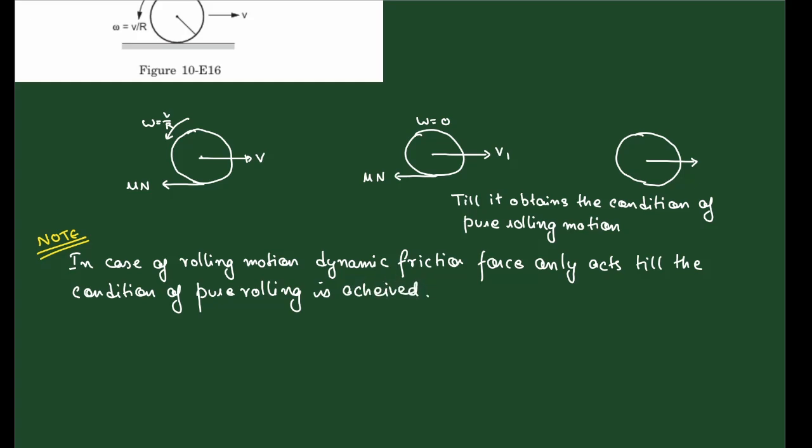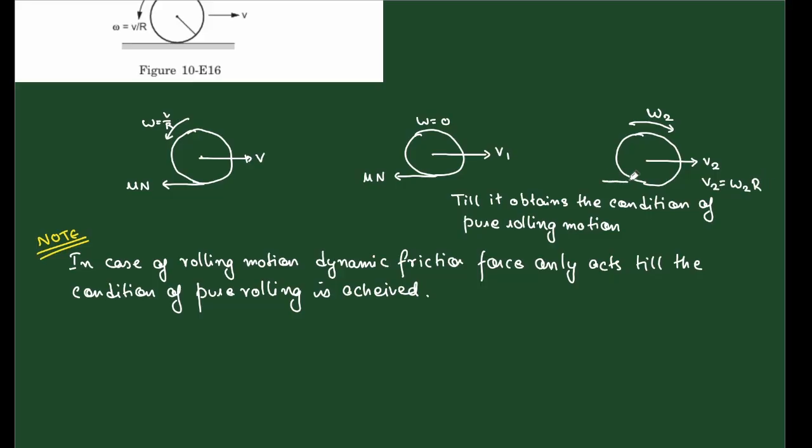Understood this one? So you might ask, sir, what happens after pure rolling is achieved? Here the wheel goes to the motion of pure rolling. Does the friction force disappear? No, this friction force still exists. This would be a case of pure rolling motion, where V is equal to omega R. Let it be some V2 and let this omega be some omega 2. After the condition of pure rolling has been achieved, V2 is equal to omega 2 into R.